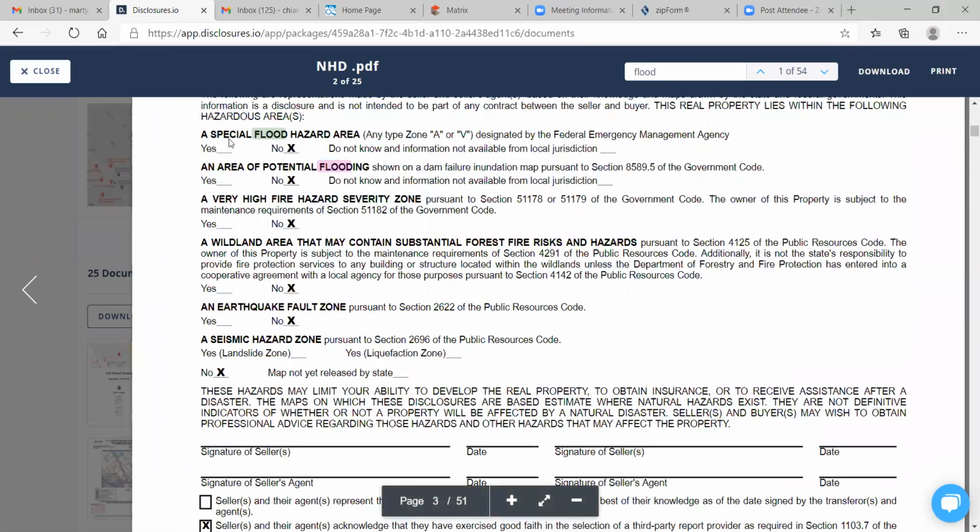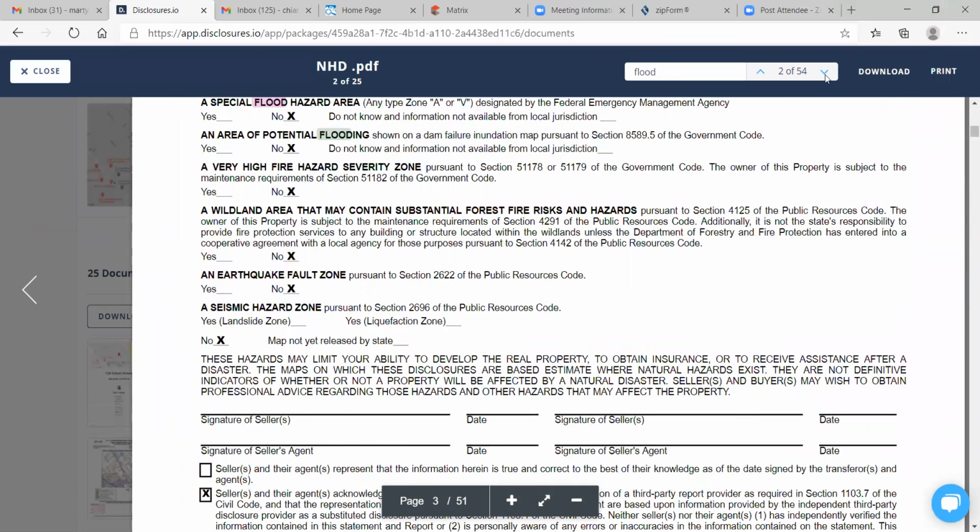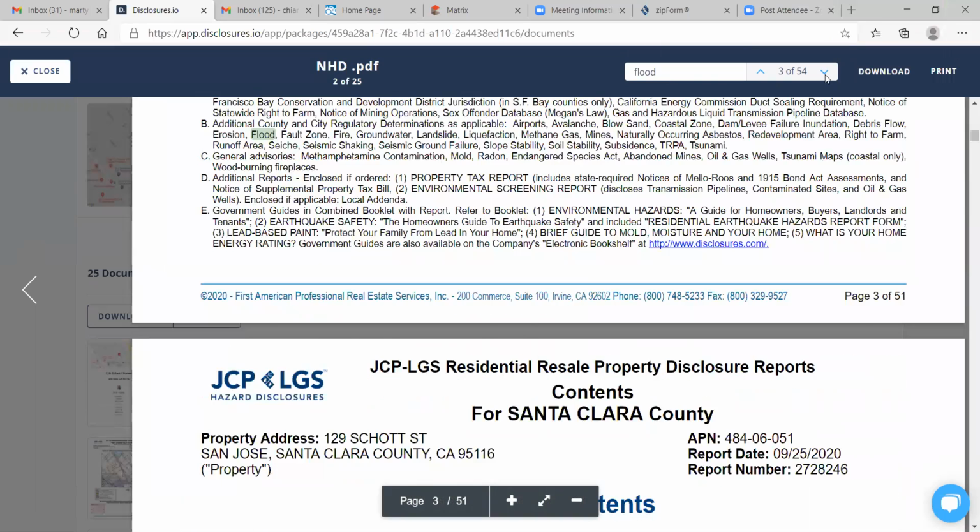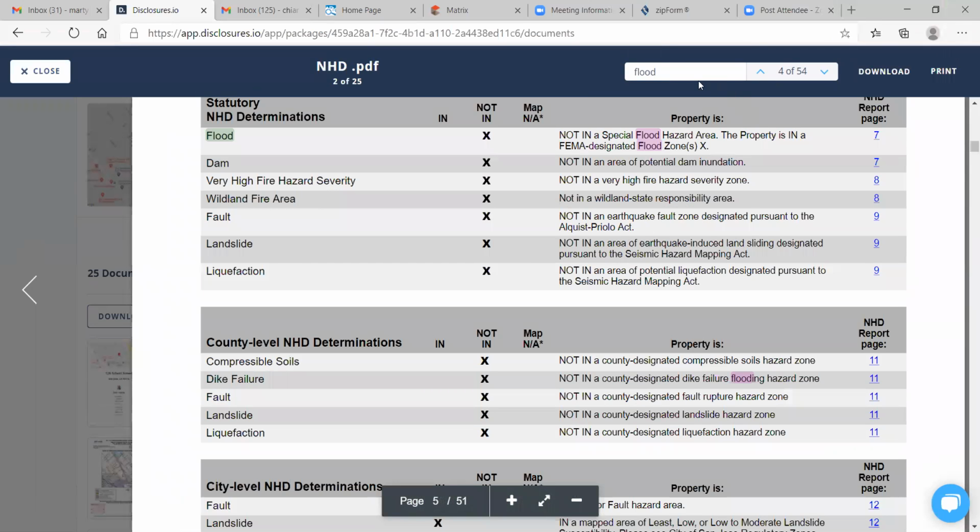Okay, special flood hazard area, no. This is not a flood area. Okay, all of this we need to sign, right here. The seller needs to sign, the buyer needs to sign. Okay, so that's good. Not in the special flood zone, that's good. Okay, let's move on to the next one.